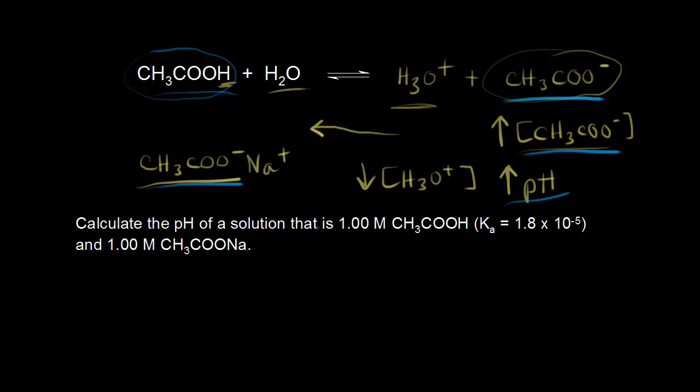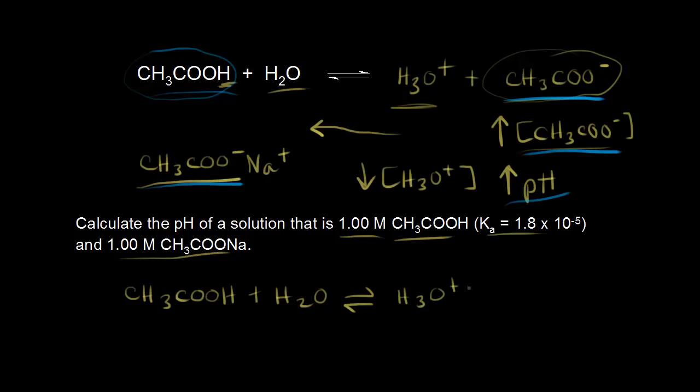So calculate the pH of a solution that is 1 molar in acetic acid, and there's the Ka for acetic acid, and 1 molar for sodium acetate. And so we're just going to start by rewriting our acid-base reaction. So we have acetic acid plus water. So we're going to have everything at equilibrium with our products H3O+ and acetate, CH3COO−.